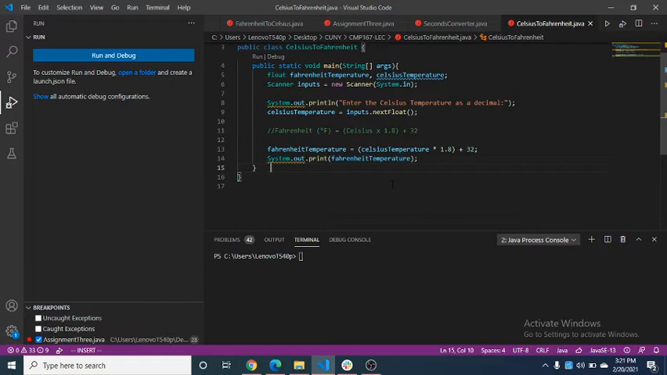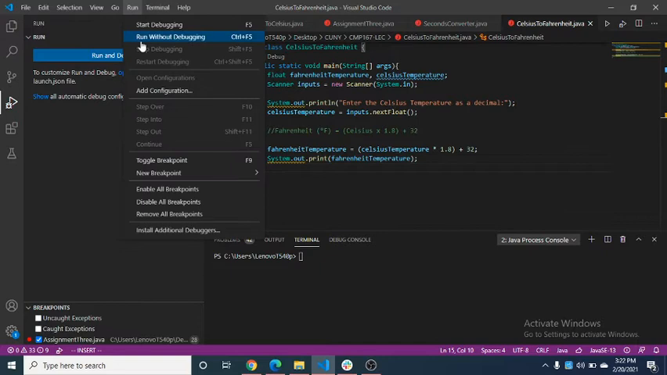For me, 0 degrees Celsius is equal to 32 degrees Fahrenheit. You know, things freeze at 32 degrees Fahrenheit, and in Celsius they freeze at 0 degrees. So if I put in 0 Celsius, I should be able to get back out 32 degrees Fahrenheit. So that's my test case.